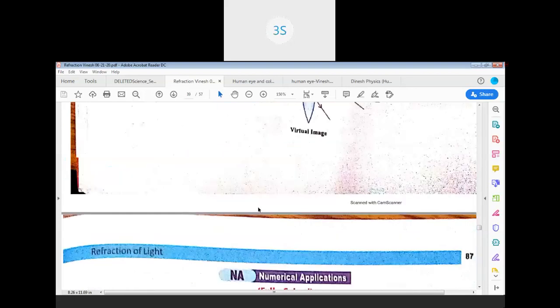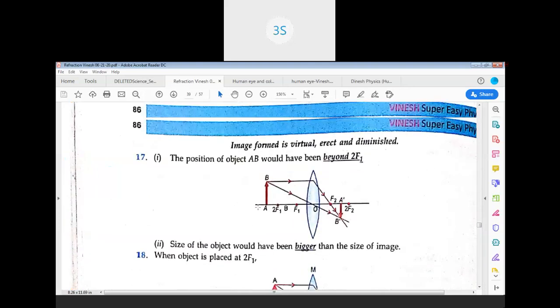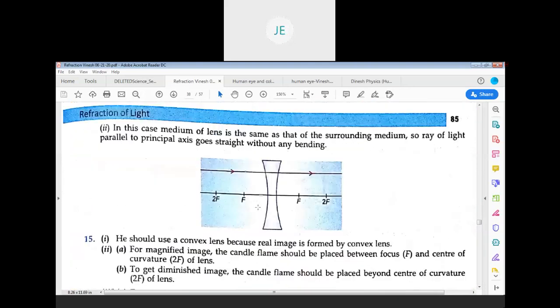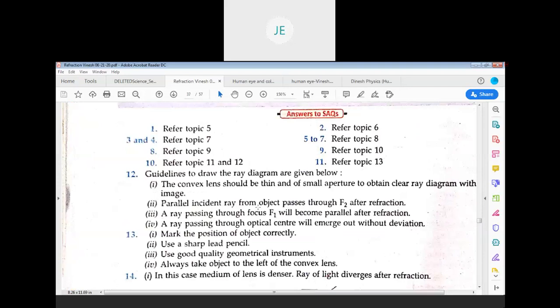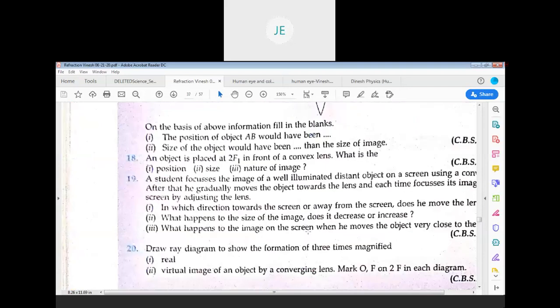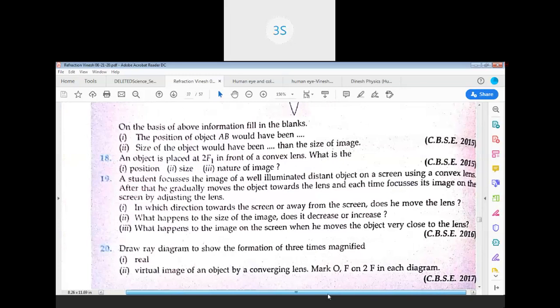Okay, let us see. What happens to the size of the image? Does it decrease or increase? Sir, as the object is distant and he is moving it towards, from infinity as we go towards f1, the image size increases as we keep it nearer and nearer.